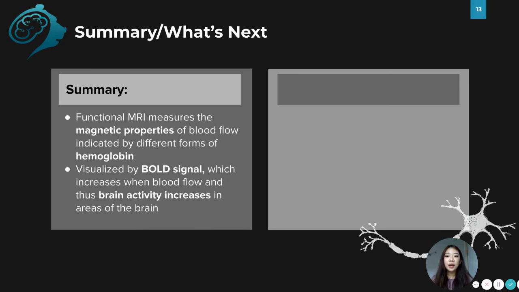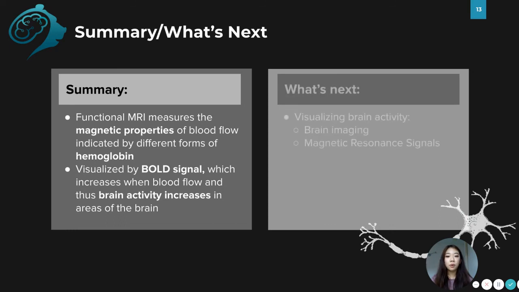So, as a summary, functional MRI measures the magnetic properties of blood flow indicated by the different forms of hemoglobin that have different magnetic properties and different magnetic resonance signals. And this can be visualized by the BOLD signal, which increases when blood flow, and thus brain activity, increases in the active areas of the brain.